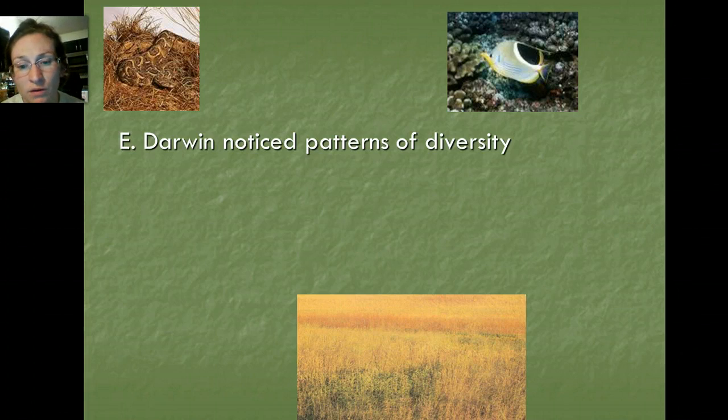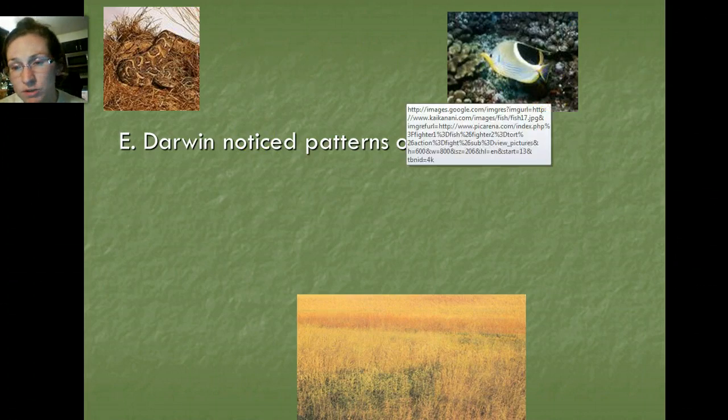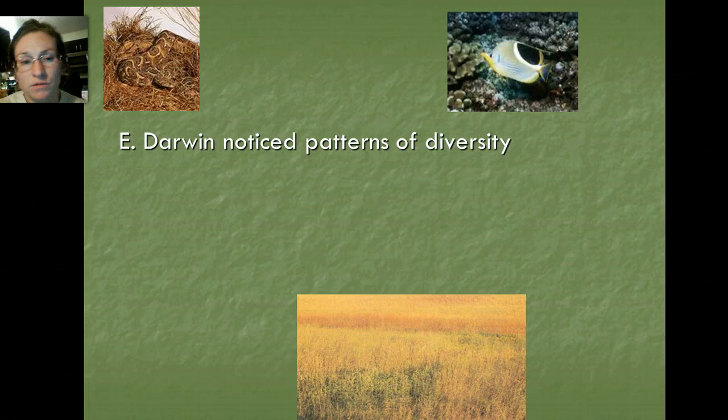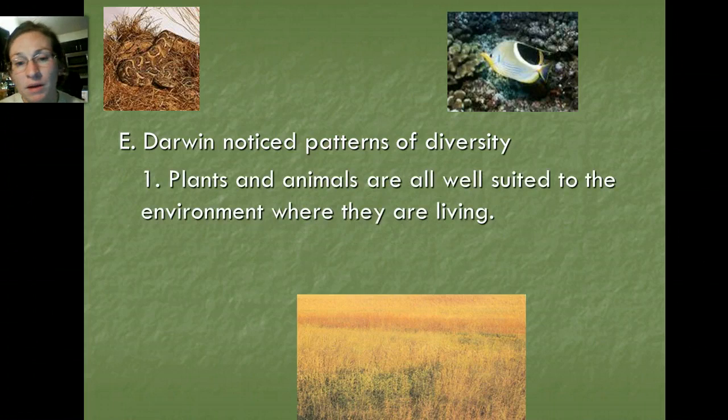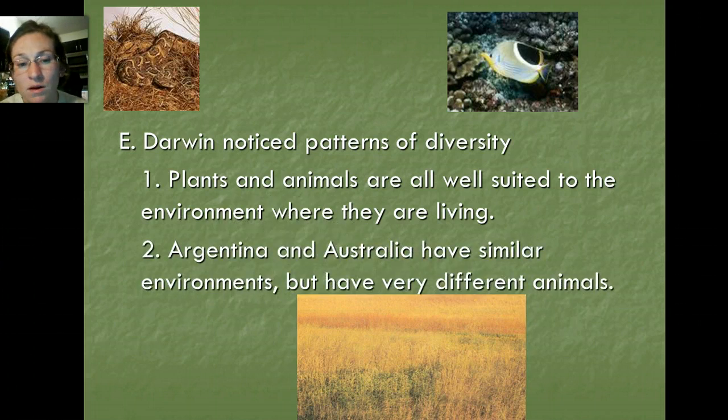And the way he came up with it is by noticing many patterns. Look at all of these pictures: all of the organisms in the pictures blend pretty well into their environment, which is obviously an advantage for them. Plants and animals like these are all well suited to the environment where they are living. That is why they survive and thrive in those areas. Argentina and Australia have similar environments, but have very different animals that are adapted to live in those regions, and that's basically how it is all over the world.